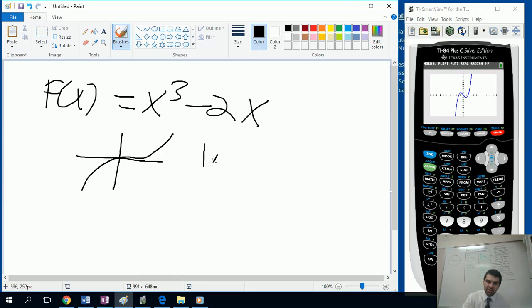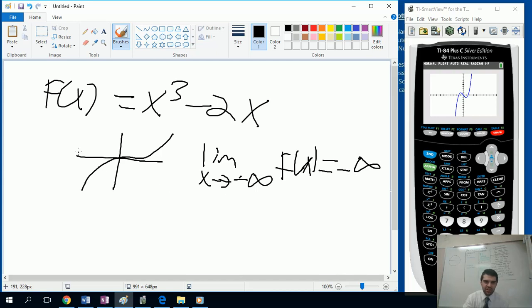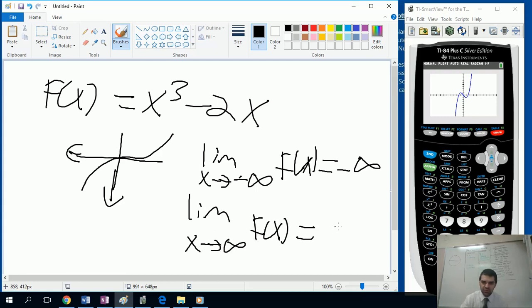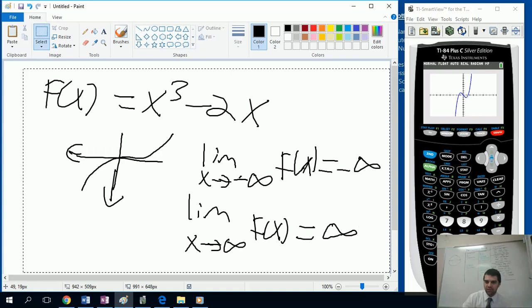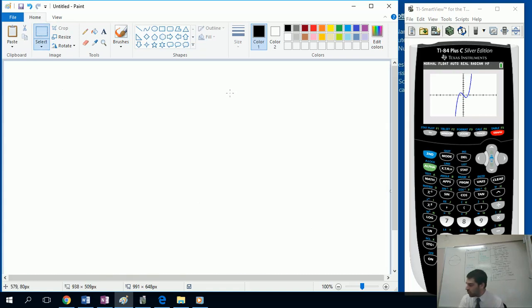The limit as x approaches negative infinity of f of x is going to be equal to negative infinity. And the limit as x approaches infinity of f of x is going to be equal to infinity. So as x approaches negative infinity, f of x approaches negative infinity. As x approaches infinity, f of x approaches infinity. You can do this algebraically as well. You can test that out for yourself. And that last problem was 4b. 4c.